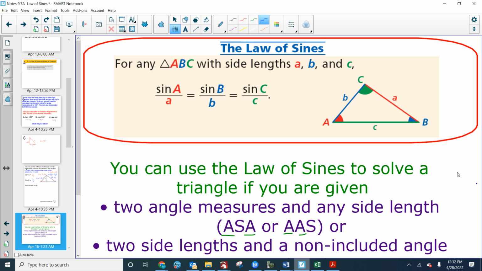Now, just because we use this law for non-right triangles doesn't mean it won't also work for right triangles. It will. Just some interesting things happen. Cliffhanger.